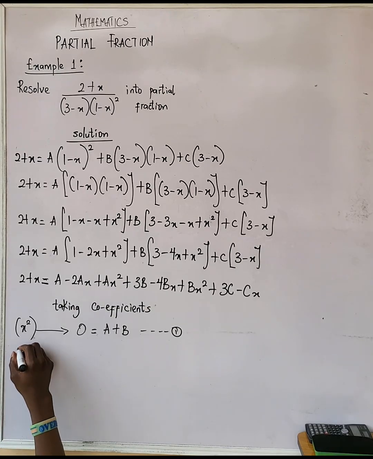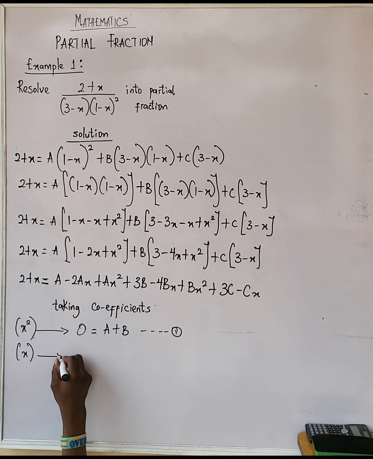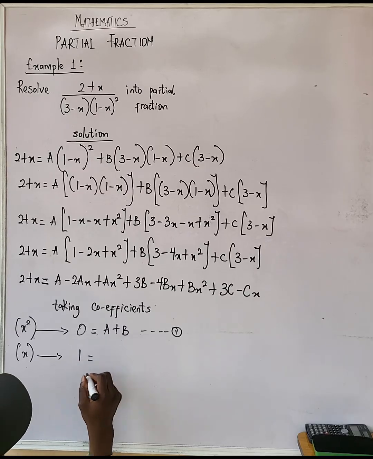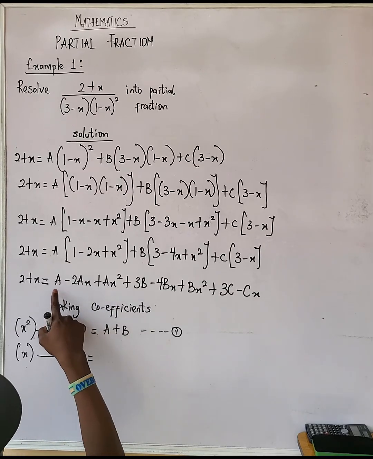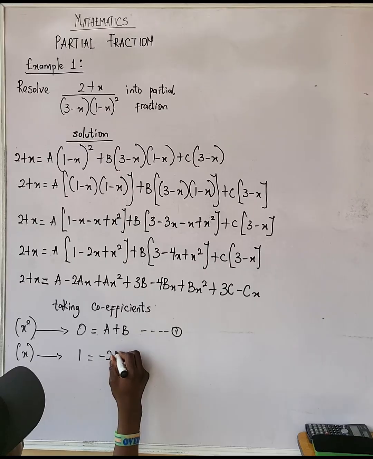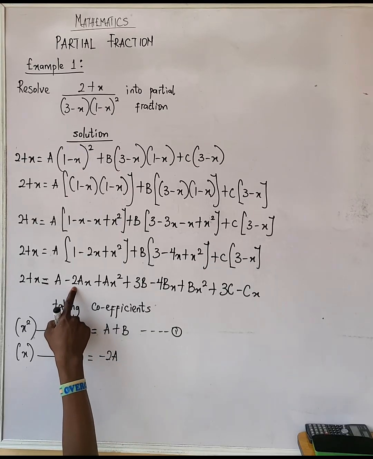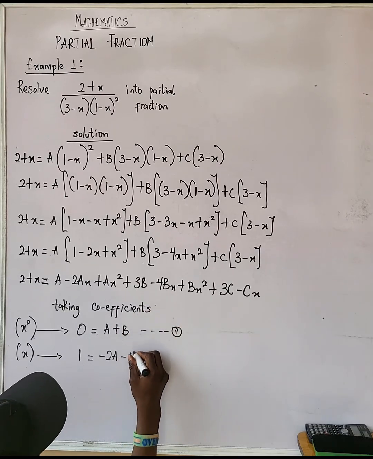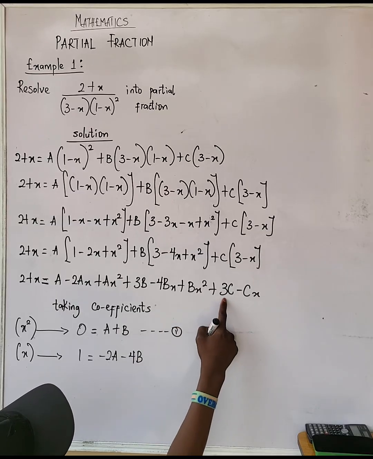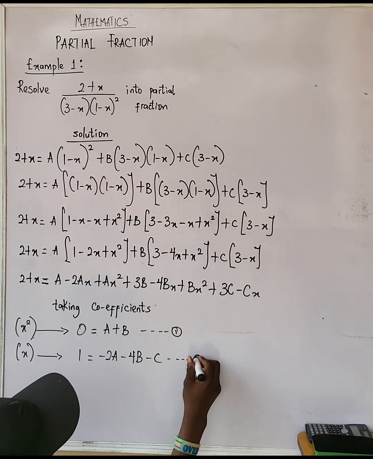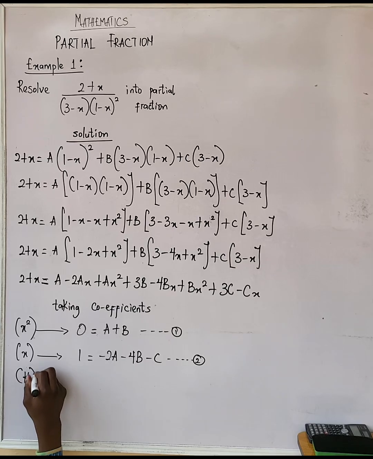Now after x square, what followed by what? X. Now on the left hand side, what is the coefficient of x? You know this is x. The coefficient here is invisible 1, so that's 1 equals to. On the right hand side, what is the coefficient of x? Let's look for x. This is x. What is the coefficient? That's minus 2a. You have to take it with the sign. Let's go for x again. This is x. What is the coefficient? Minus 4b. What else again? X. That's minus c. Call this equation 2.